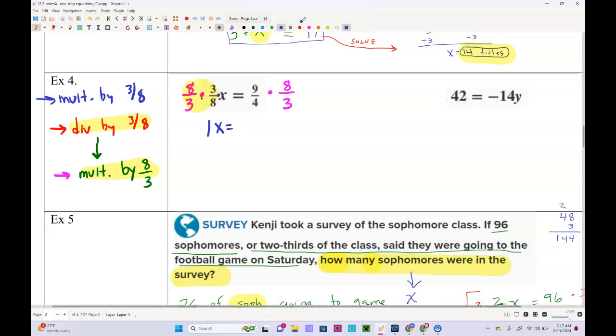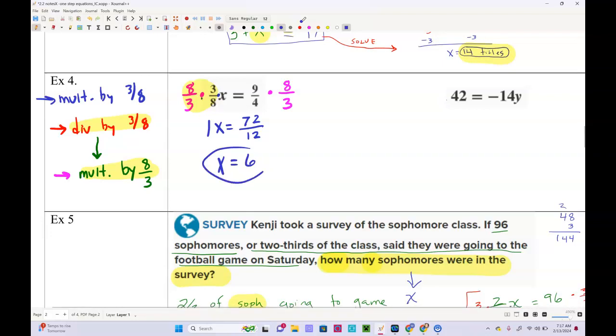And then we're going to have, multiplying our fractions here, and if I multiply across, I would get 72/12, 9 times 8 and 4 times 3. By the way, I could also cross reduce here. That would probably be the easiest way to do this. But nevertheless, 72 divided by 12, you would realize that's just 6. We can reduce that to 6. So my answer here is x equals 6.